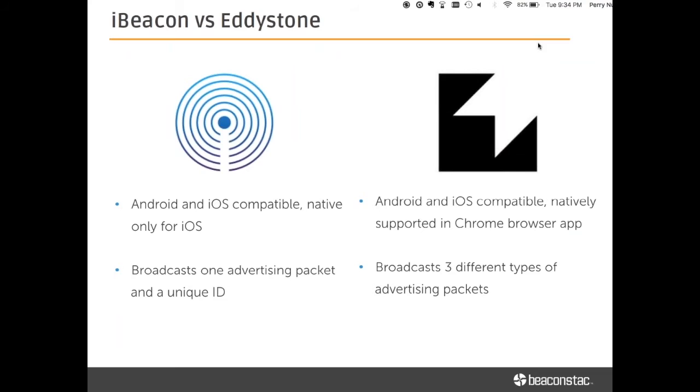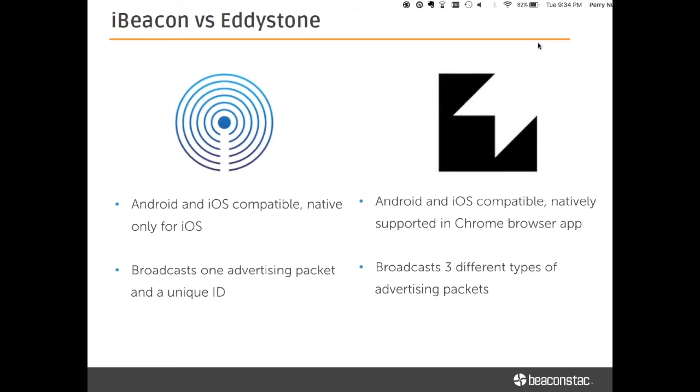advertising packets. The first one, UID, which is very similar to the UUID format of iBeacon, but it also has two additional ones. One being Eddystone URL, in which an app detecting the beacon can go directly to a customized URL without the app having to convert that numeric identifier to a destination web address. So it's actually broadcasting a URL address from the beacon itself.